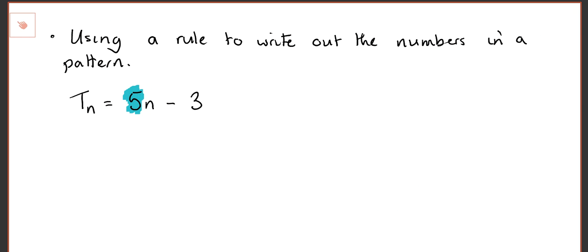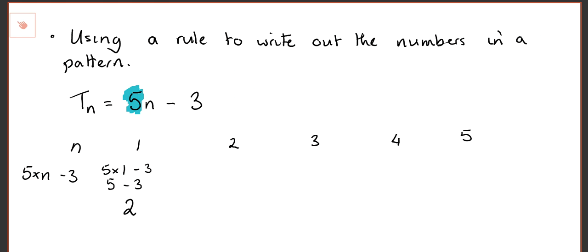So for instance, I think G said if I said n is 1, then 2, then 3, then 4, then 5, I'm asking for the first 5 terms, yeah? Okay. So there's a couple of ways to do this. So we do 5 lots of n and then we subtract 3. So for the first term we have to do 1 lot of 5, then subtract 3. So we have a block of 5, we subtract 3 from it and we get the answer 2. So the first term is 2.